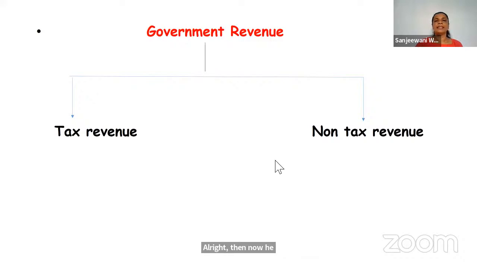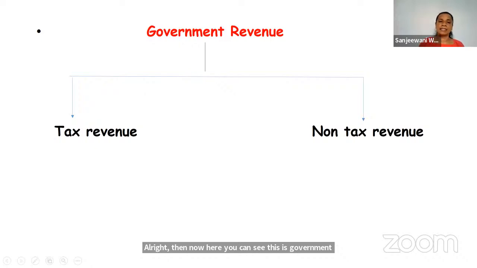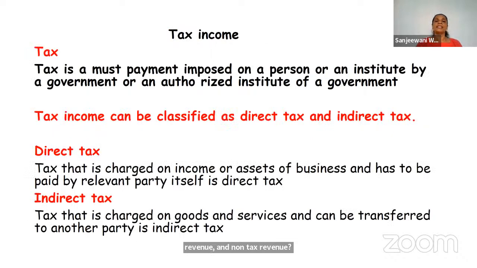Now here you can see this is government revenue, right? How can you divide this government revenue? Tax revenue and non-tax revenue, right? So this is government revenue. Now we'll see tax revenue. So what is tax? How do you define tax?